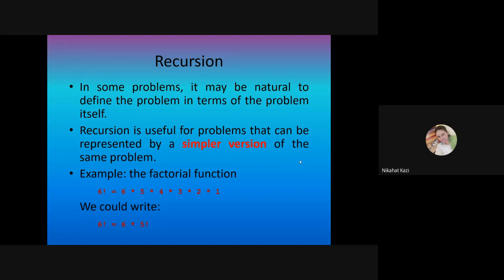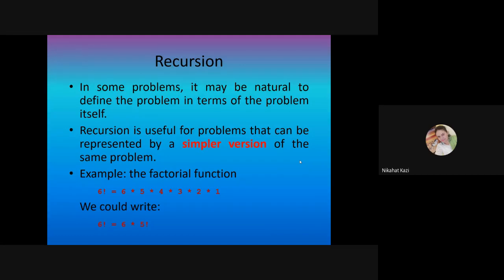Factorial function we have already solved, right? We have already solved it using a loop, either a for loop or a while loop. But can you think recursively for solving this factorial problem? That is the question. Can you express the factorial problem in terms of itself? If you can do that, then you can solve the problem using recursion.